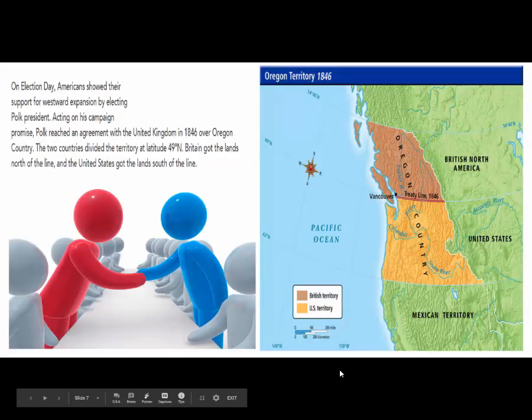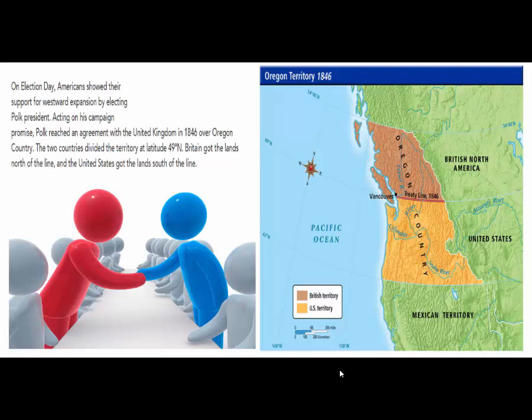On Election Day, Americans showed their support for westward expansion by electing Polk president. Acting on his campaign promise, Polk reached an agreement with the United Kingdom in 1846 over Oregon country. The two countries divided the territory at latitude 49 degrees north. Britain got the land north of the line, and the United States got the lands south of the line. And here you can see that treaty line. So this is what became British lands, which eventually became Canada. And this here became our future states of Washington and Oregon.